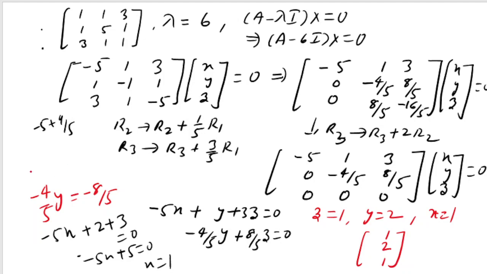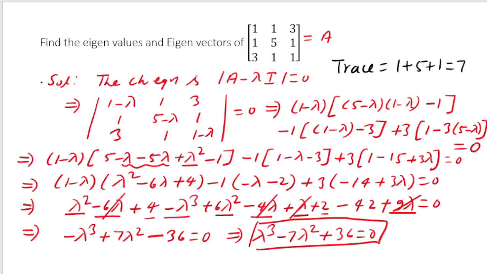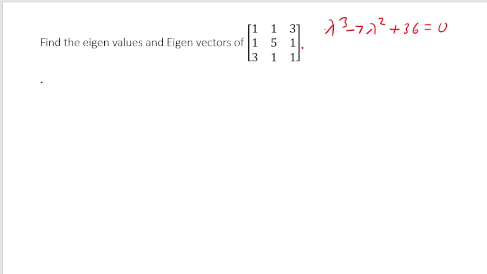Now there is one more thing that I want to talk about: I just want to write the characteristic equation in a different way. Here the characteristic equation is lambda cube minus 7 lambda square plus 36, but I can write it in an alternate way also. So let's discuss that as well. We have this matrix A, and this is the characteristic equation we have got by the regular method. What is the alternate method when we have a 3 cross 3 matrix? For 2 cross 2 we already have seen.